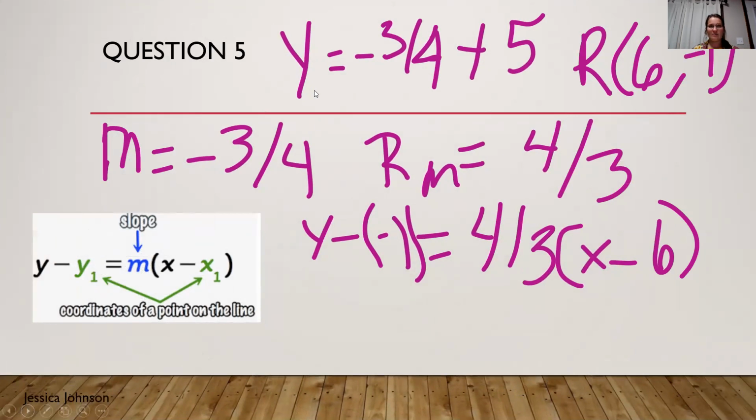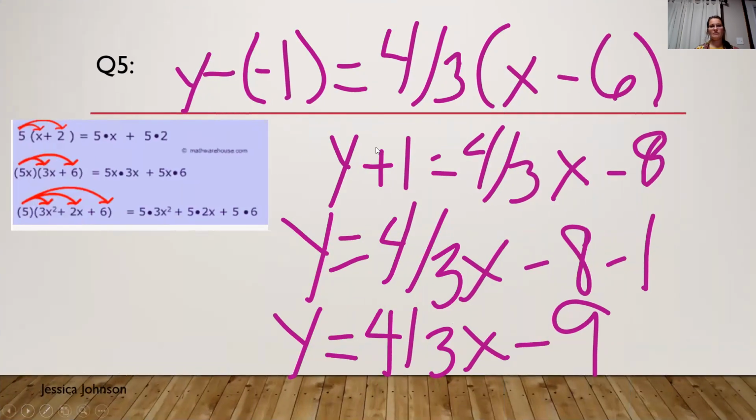And this right here is the same as y equals mx plus b. And here's our given point over here, (6, -1). Our slope is -3/4. And what do we need to find the perpendicular line slope? The reciprocal slope, which is 4/3. So I'm going to use my point slope formula and plug in my numbers. y minus -1 equals 4/3 times x minus 6.